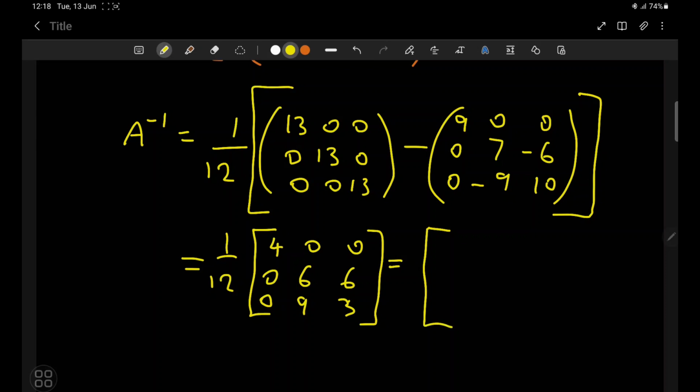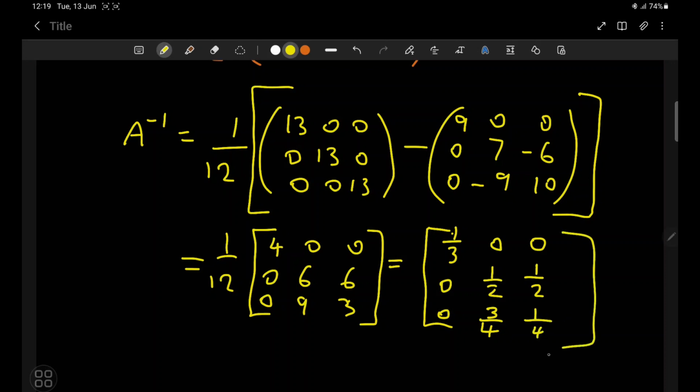Then dividing through by 12, that means we'll have 4 over 12, which is 1 over 3, 0, 0. Then 0. Then 6 over 12 is 1 over 2. 6 over 12 again is 1 over 2. Then 0. Then we can reduce 9 over 12, that is 3 over 4. Then 1 over 4. Yes, and this is our inverse, A inverse. So this is okay.